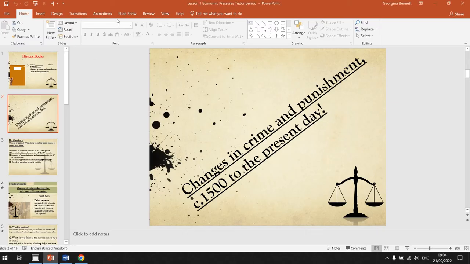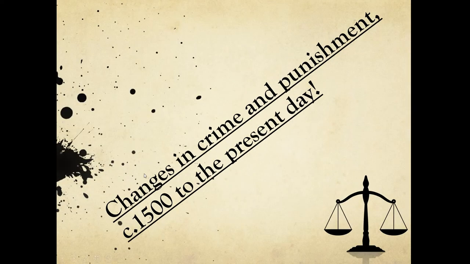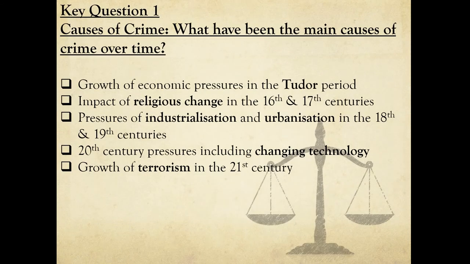So getting on to the actual lesson itself. So this is lesson 1. So we're going to look at changes in crime and punishment from 1500 to present day, and key question 1, causes of crime. So what have been the main causes of crime over time? That is our overarching question. And within this key question, we look at the growth of economic pressures in the Tudor period, religious change in the 16th and 17th century, the pressures of industrialization and urbanization in the 18th and 19th century, 20th century pressures like changing technology, and the growth of terrorism in the 21st century.